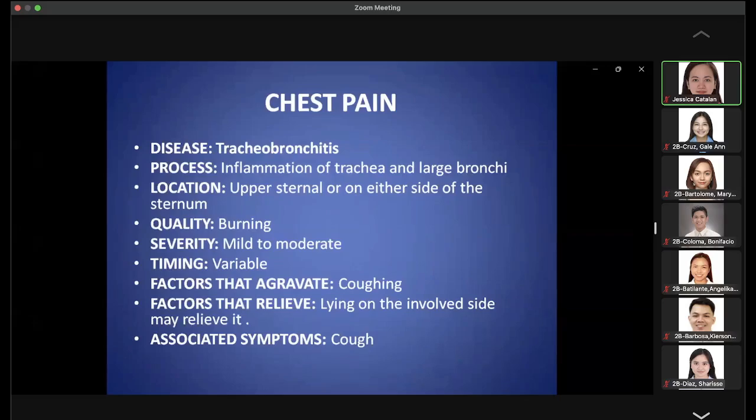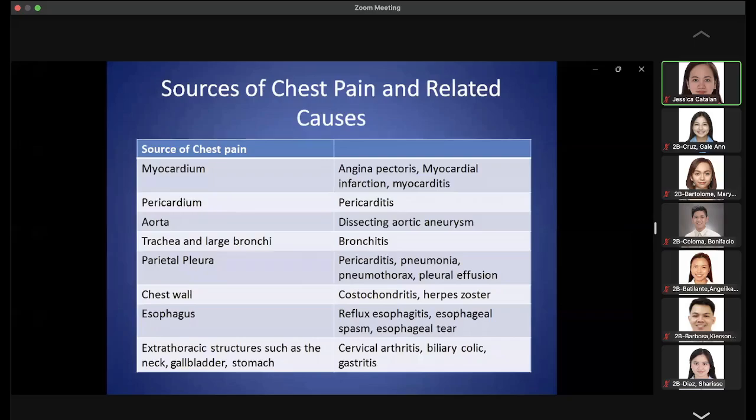Common associated symptom: cough. So when a patient comes to your clinic complaining of burning, mild to moderate chest pain that is located in the upper sternal area, aggravated by coughing, and usually associated with cough, then you will think of a tracheobronchitis.